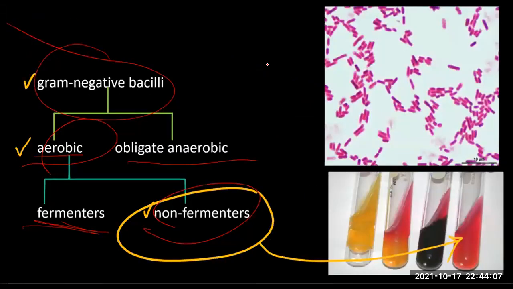So basically, gram-negative bacilli are divided into aerobic, and we also have the obligate anaerobic bacilli. Aerobic gram-negative bacilli can be further divided into at least two large groups: those that ferment carbohydrates, called fermentative or fermenters, and those that do not ferment carbohydrates, called non-fermentative or non-fermenters.